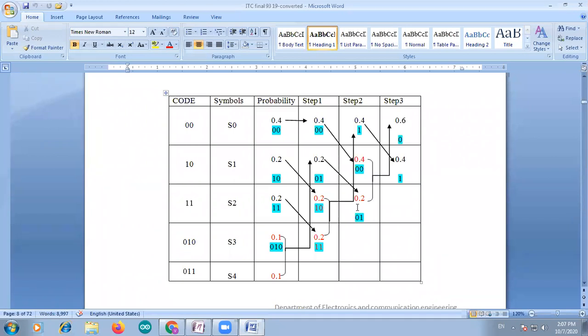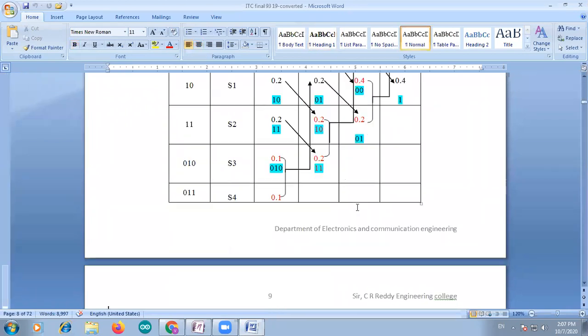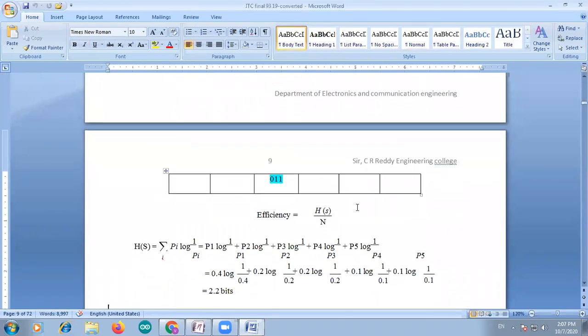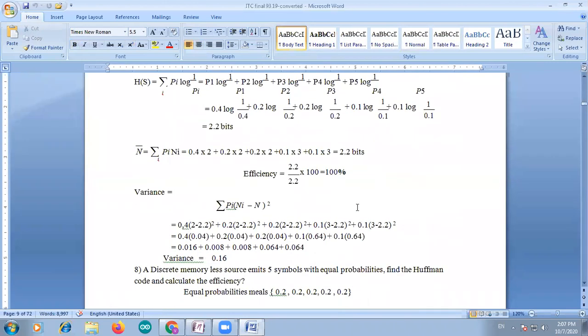Now, today you enter into another source coding technique that is known as Shannon-Fano coding. Whereas in the previous example, you were going to calculate the efficiency of the Huffman code. The efficiency of the Huffman code depends on H of S and N bar. So H of S by N bar is the efficiency of the code.